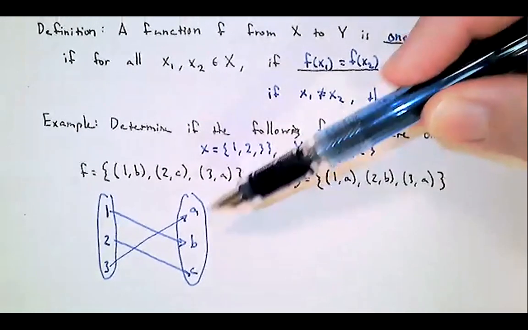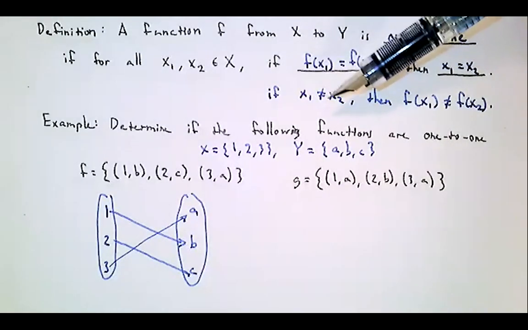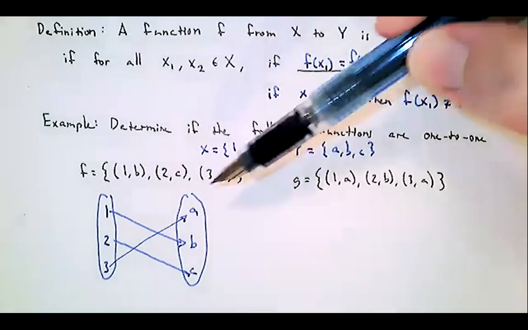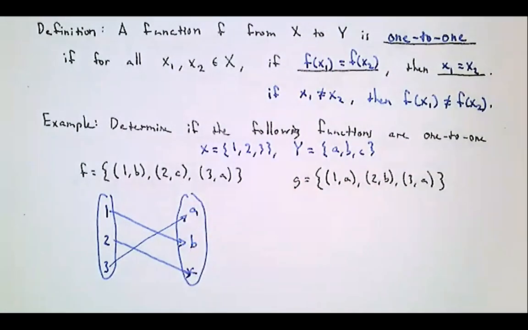And we should look at this chart and determine that if two function values are the same, then the starting point had to be the same. Or if we start at two different points, then the function values are different. So what do you think? Is this one 1 to 1? Does this match the definition?